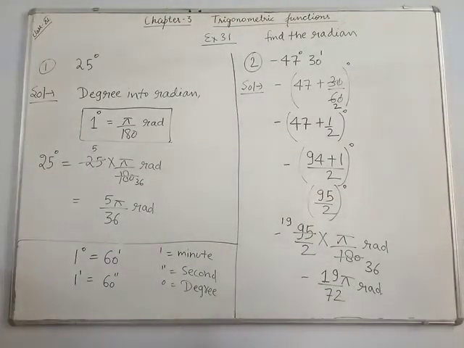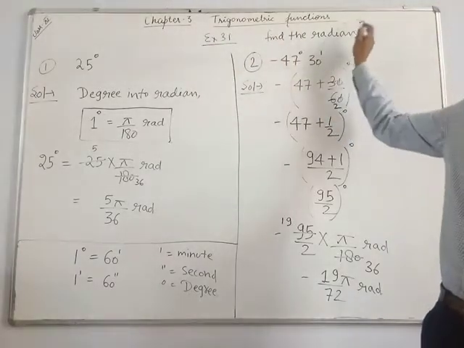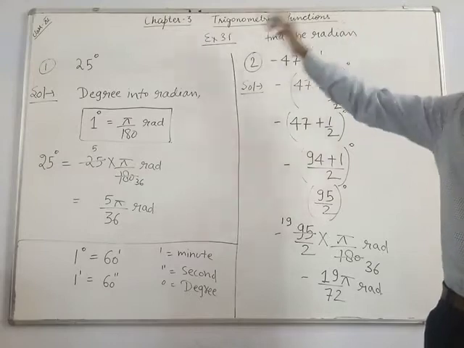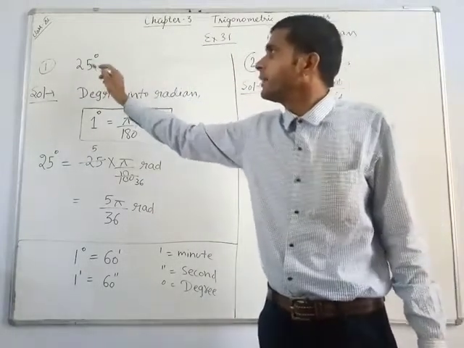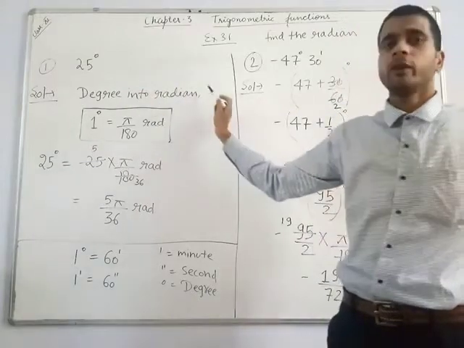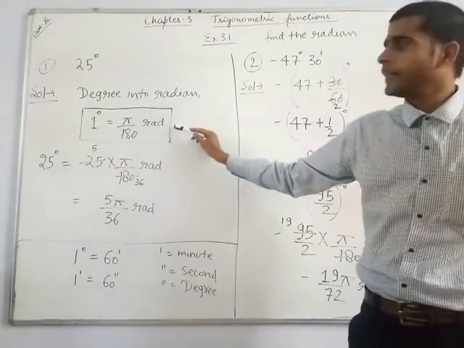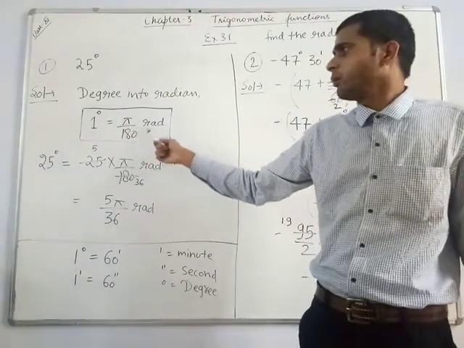Now exercise 3.1. Question number 1. Find the radian of the following degree. You have to find radian. The first question is 25 degree. When degree is converted into radian, you have to apply this formula: 1 degree equals pi upon 180 radian.